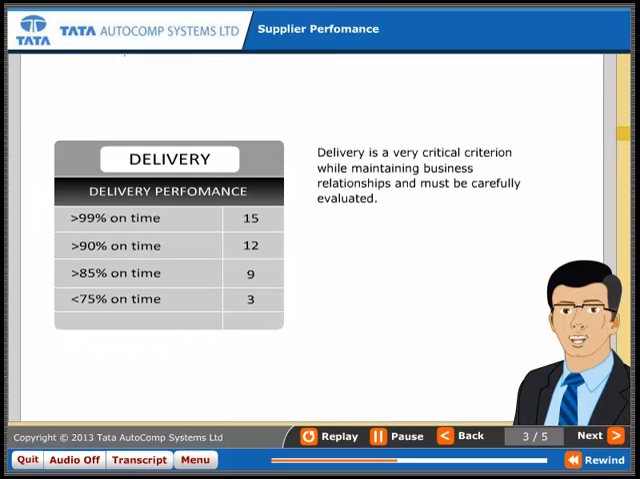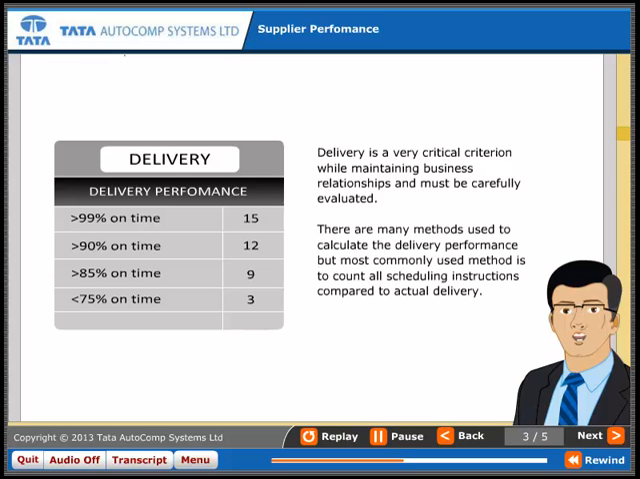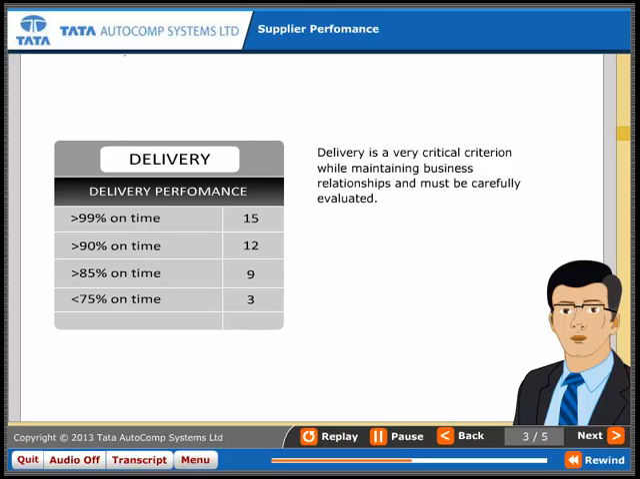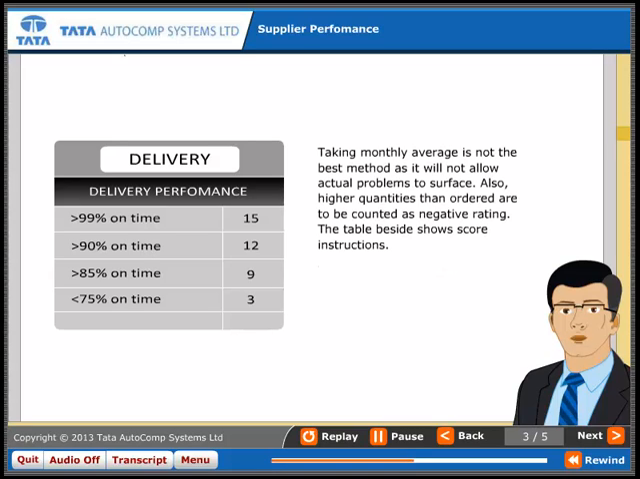Delivery is a very critical criterion while maintaining business relationships and must be carefully evaluated. There are many methods used to calculate the delivery performance, but most commonly used method is to count all scheduling instructions compared to actual delivery. Taking monthly average is not the best method, as it will not allow actual problems to surface. Also, higher quantities than ordered are to be counted as negative rating. The table beside shows score instructions.